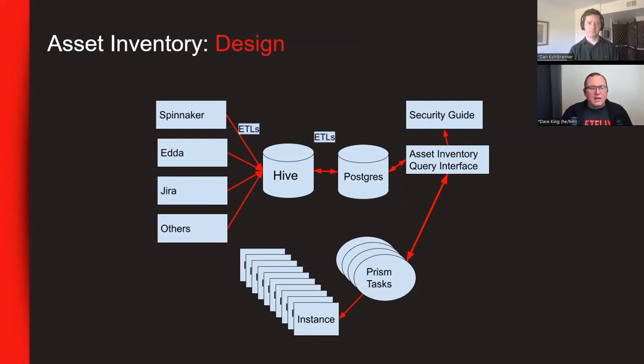So here is just a really high level design. On the left, you'll see a bunch of our primary data sources: Spinnaker, which is our CI/CD tool that we use at Netflix, Etta, which is a cache of the AWS API, Jira, so we can pull in things like tickets that different applications have, and several other data sources. Those all get copied into Hive, our big data portal. We do it in Hive so we can keep historical snapshots, like daily snapshots. And then we also copy the most recent data into Postgres, which then backs this Asset Inventory Query Interface, which I just talked about. And then around that, we can build a whole bunch of other additional things that make this whole thing work really well.